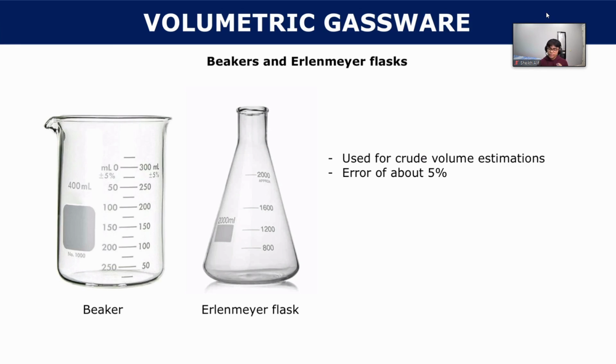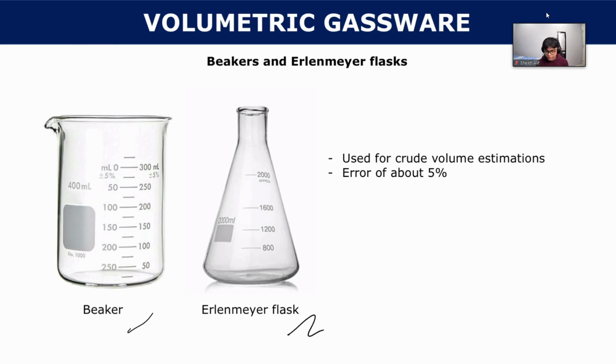They are not volumetric glassware, and the reason why is that they're only used for crude volume estimations. They have an error of about 5%, and that might not sound like a lot, but that's more than enough to disqualify them as volumetric glassware. Again, they're just used for like crude estimations. You should not be using these if you need specific, accurate measurements. Also, a beaker looks like this, and an Erlenmeyer flask looks like this. So I guess just get familiar with knowing what they look like.